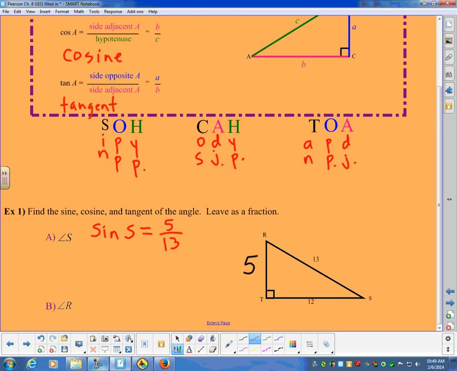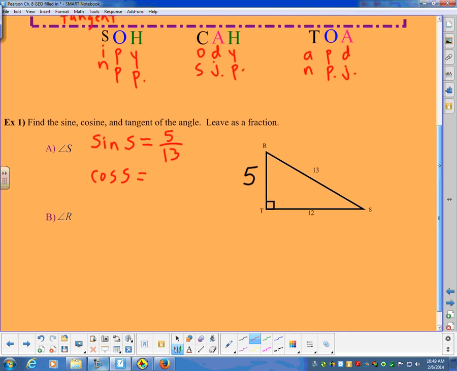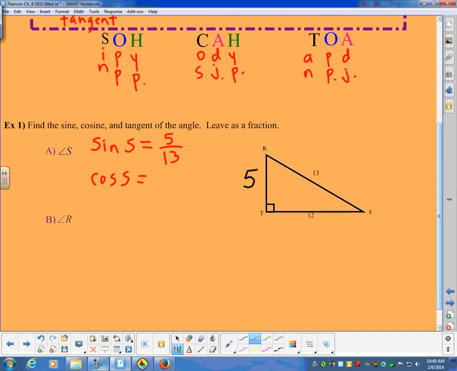You're setting up an equation. What about cosine of S? Here I am standing at S. Cosine, according to our acronym, is defined to be adjacent A over hypotenuse H. So what is the adjacent to angle S? It's the 12 over hypotenuse 13, and I've got it.